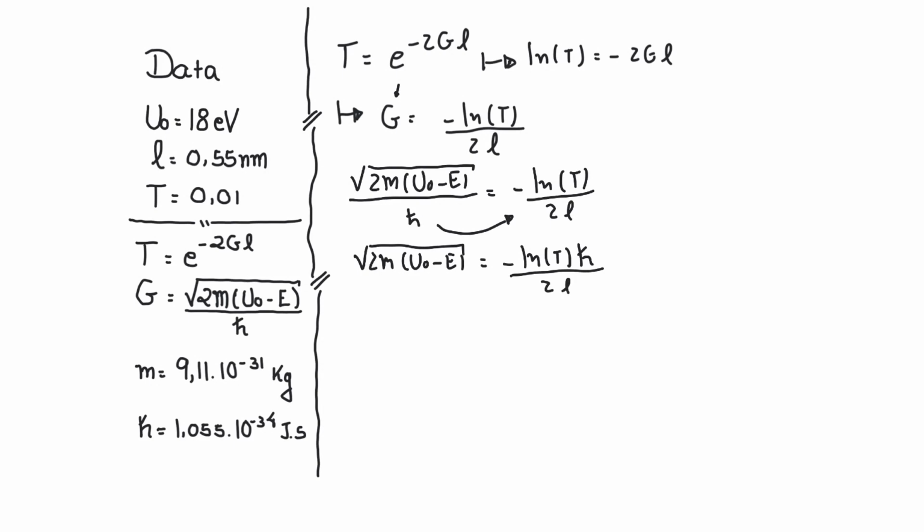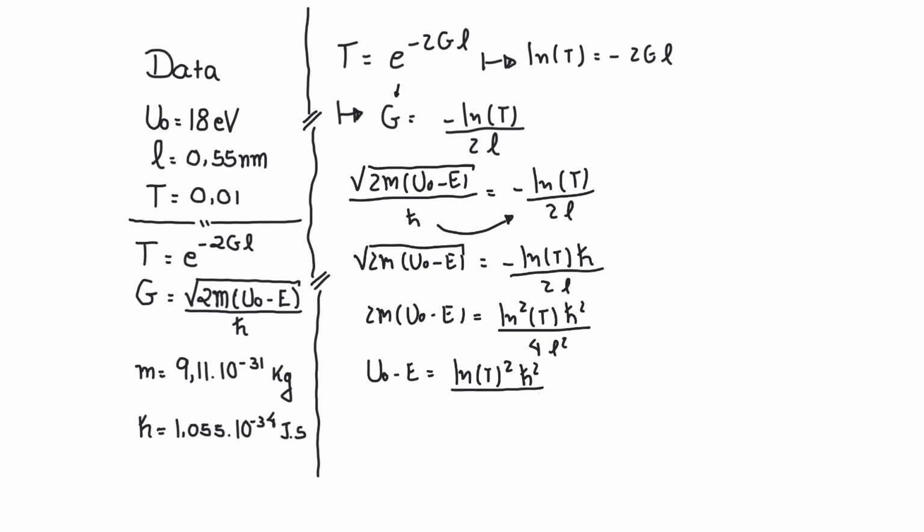Now we square both sides to get 2m(U0 minus E) is equal to the logarithm squared of T times h bar squared divided by 4 times L squared. Then we divide everything by 2 times m, so we get U0 minus E is equal to the logarithm of T squared times h bar squared divided by 8 times m times L squared. And finally, we send E to one side and these terms to the other side. So we get an expression for the energy, which is the following.